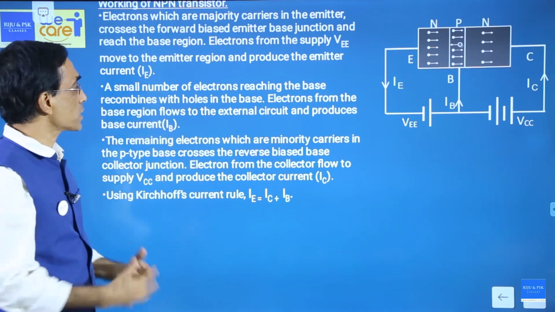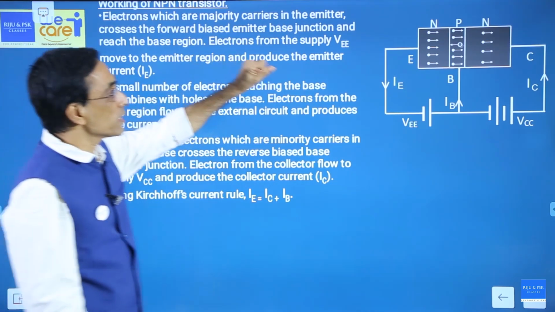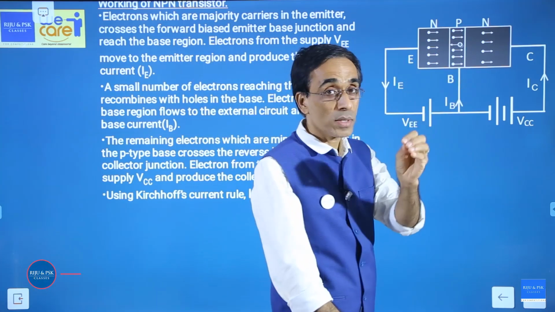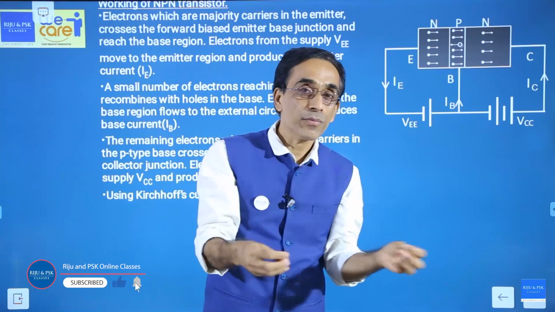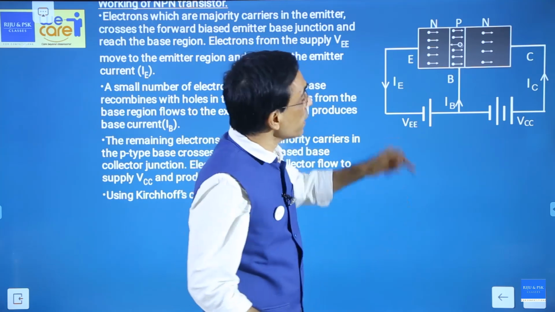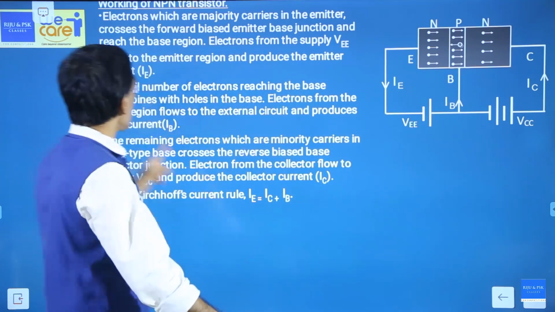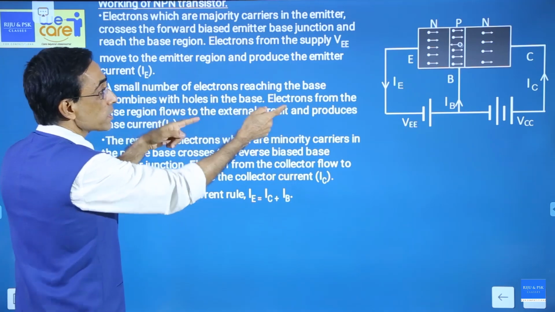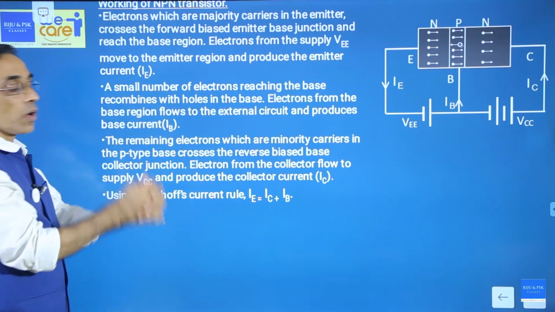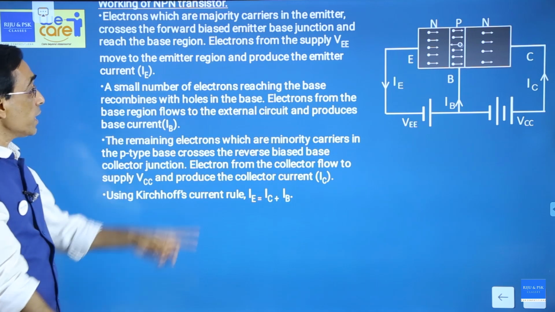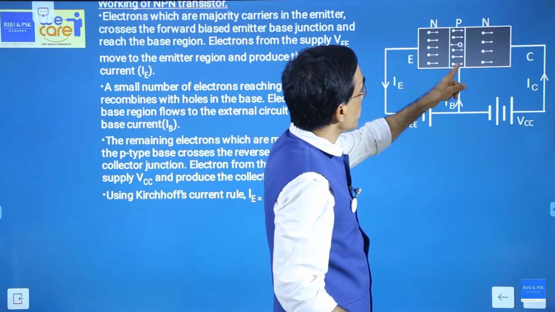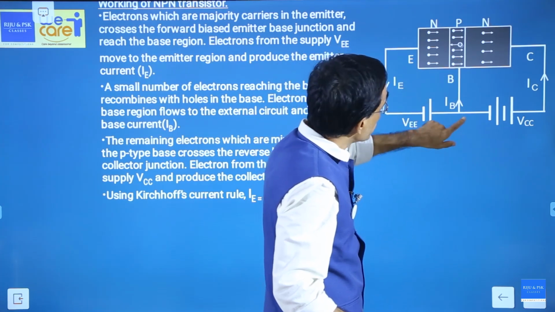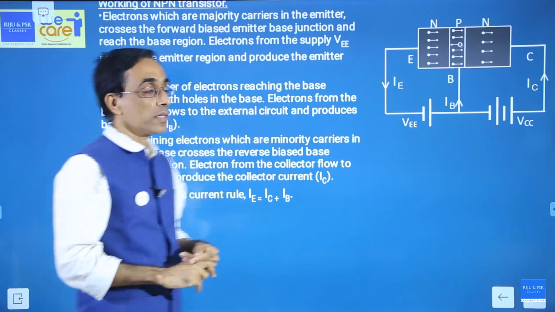That part is over. Next one, a small number of electrons reaching the base. See here in the base there are holes because it's a p-type semiconductor. So many electrons are coming, and there are few holes, so some of these electrons will combine with the holes and are lost. The remaining electrons will go to the collector. Listen, a small number of electrons reaching the base recombine with the holes in the base. Electrons from the base region flow to the external circuit. From this base circuit, electrons will flow outward, which will produce a current into the base. That's called the base current. That's how the base current is produced.